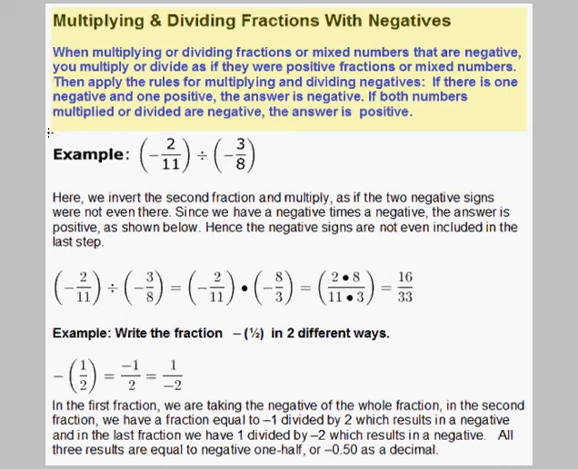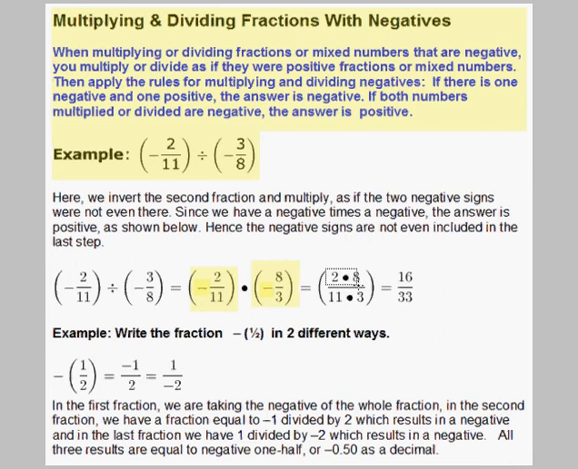Our first example here is -2/11 divided by -3/8. We're going to divide that as if it was just +2/11 divided by +3/8, where we invert the fraction we're dividing by, but we keep the negative signs, -2/11 times -8/3. Now remember the rule for multiplying negatives. You have a negative times a negative, we get a positive answer. That means we can just drop those negative signs. Our answer is going to be positive.